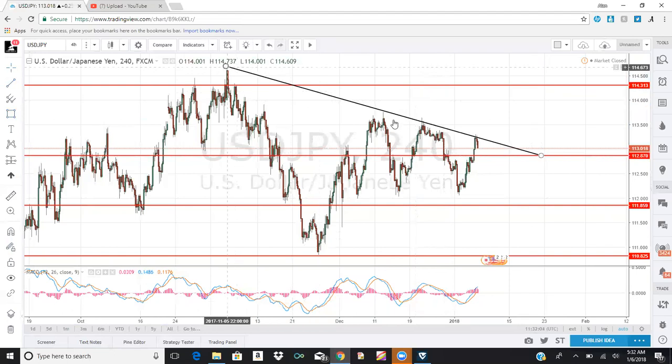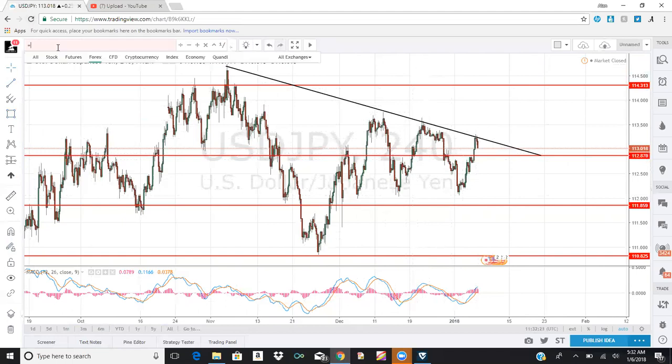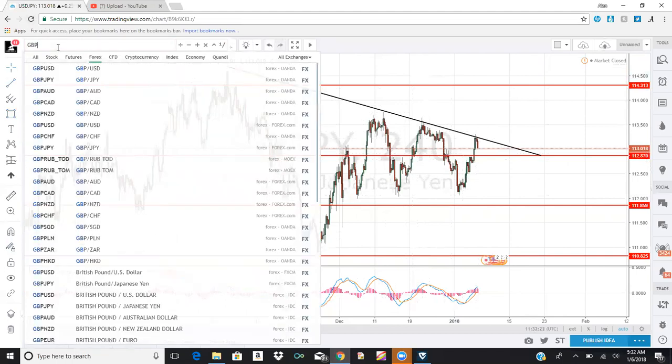Because it's in a downtrend, the market's been moving down, comes up, respects this level, continues down, comes up, respects this level again, continues down, comes up, respects this level, continues down. So there's your downtrend, right? Now let's look at another pair just to show everybody on another pair. GBP, USD.